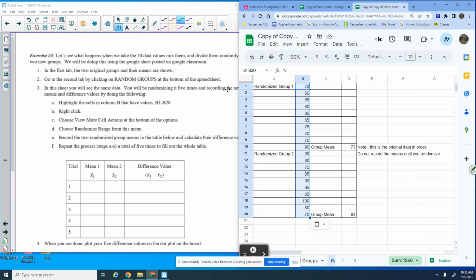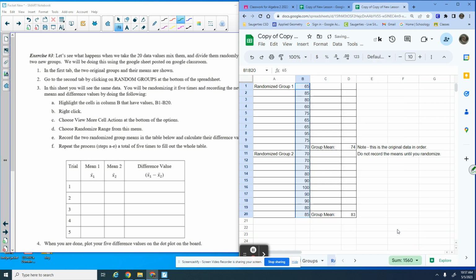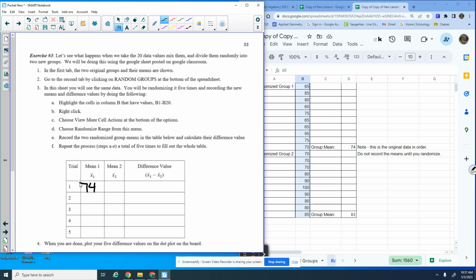Now we're going to go through these steps. Highlight the cells in column B, B1 through B20, which is what I already have. I'm going to right click, choose view more cell actions at the bottom of the options, and then choose randomize range. Just highlighting those 20 cells. Here, I'm now going to record. Randomly, the top group had an average of 74, and the other group had an average of 83. That's going to give me a difference value, 74 minus 83, and I'll just write this once, is negative 9. Then I'm going to repeat this process 4 more times.